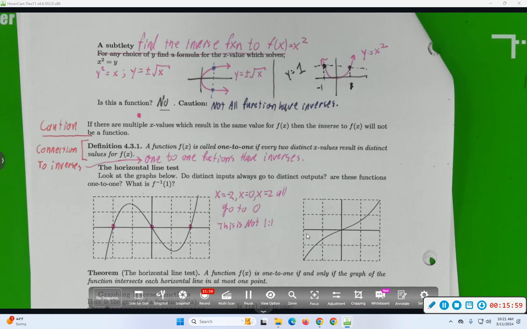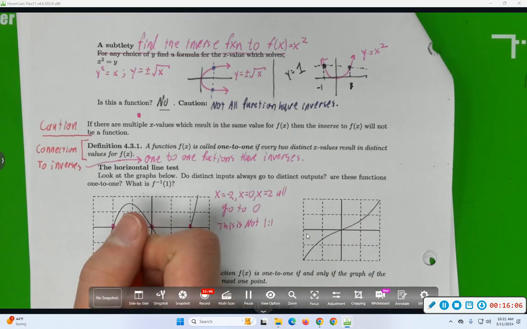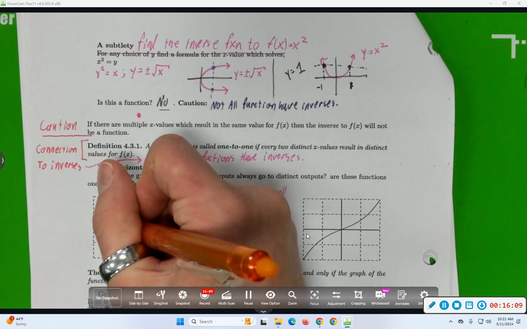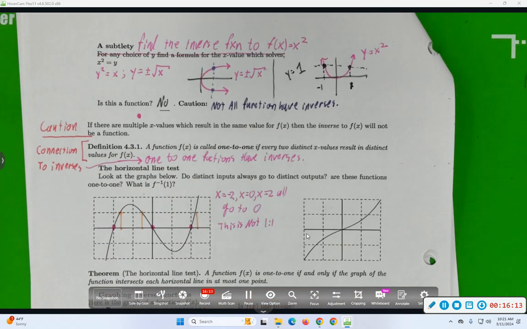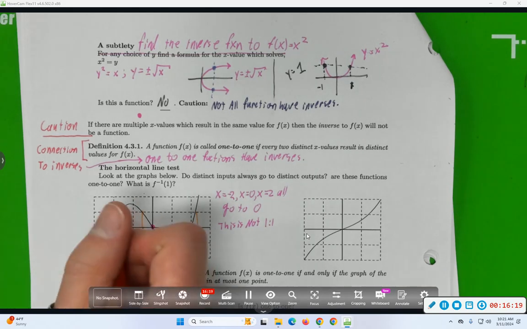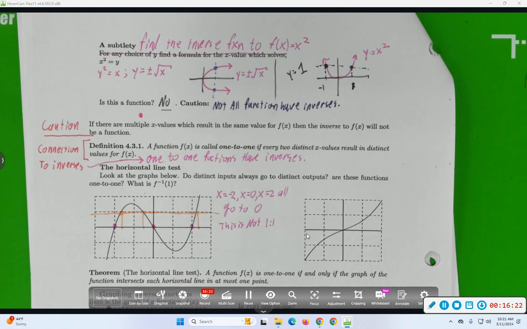Are there another pair of inputs that go to the same output? Yeah. How about those 3 x values? Will they all go to the same output? Yeah. So there are lots of ways of telling you that this thing is not one-to-one. As soon as you find even 2 that go to the same output value, it's not one-to-one.